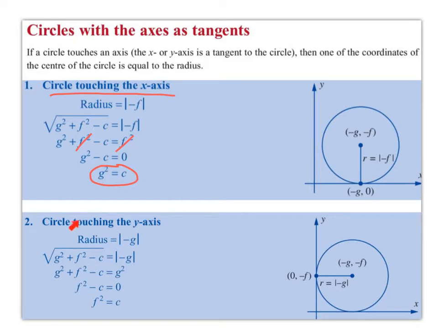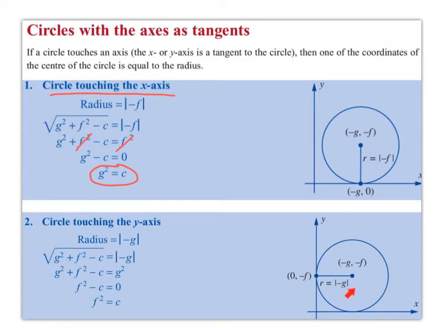Likewise for a circle touching the y-axis. Here we have the x-axis, here we have the y-axis, here's our circle, and we can see it's touching the y-axis. Again, this is the centre point, minus g, minus f. So this point here, the point at which it's touching the y-axis, must be a distance of minus g, because this would be minus g on our x-axis, so this must be a distance of minus g.